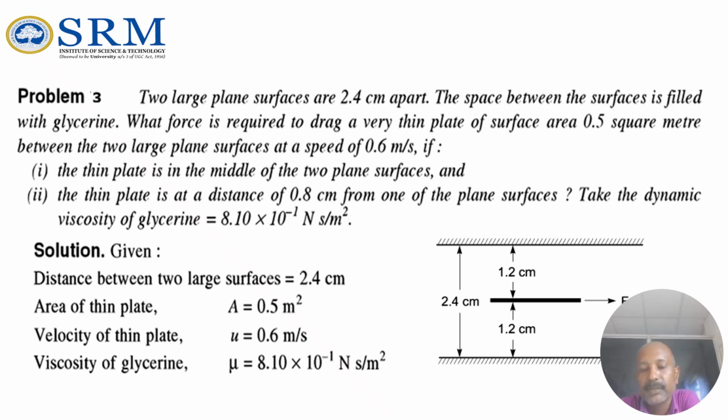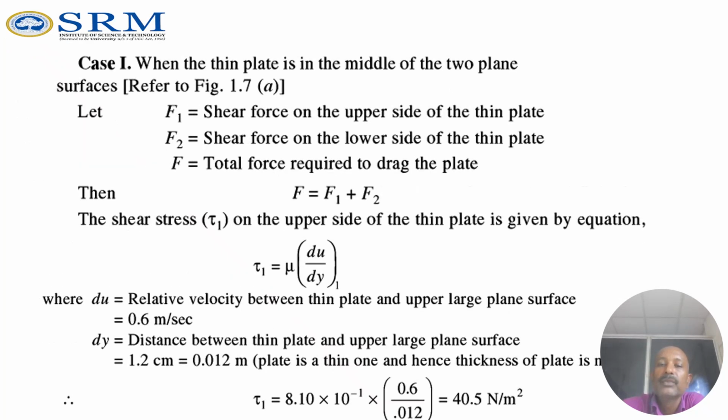The first case is where the thin plate is dragged between the glycerin, in the middle portion. Middle portion means the total length is 2.4 centimeters, right? So this middle means 1.2, 1.2 on each side, in the thin plate. Here you now take the force. So F1 and F2 are both calculated.